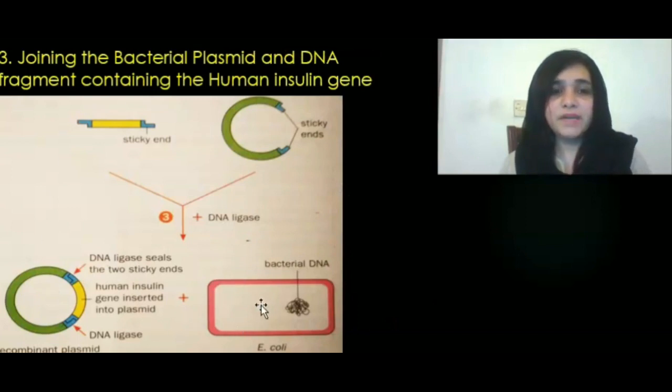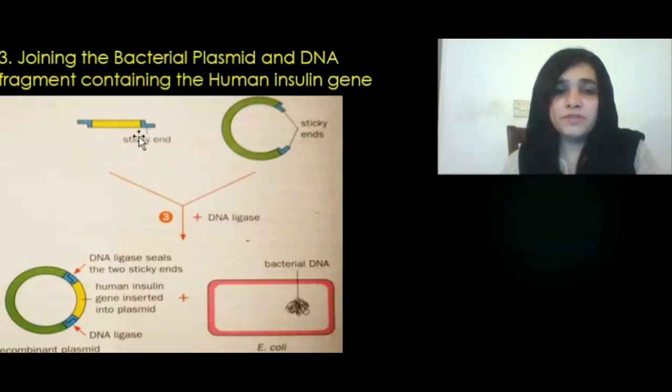Here is a diagram that explains what I have already discussed about joining the bacterial plasmid and the DNA fragment containing the human insulin gene. This is the sticky end of the human insulin gene, and this is the plasmid that contains the sticky ends. Both sticky ends are produced with the same restriction enzymes.